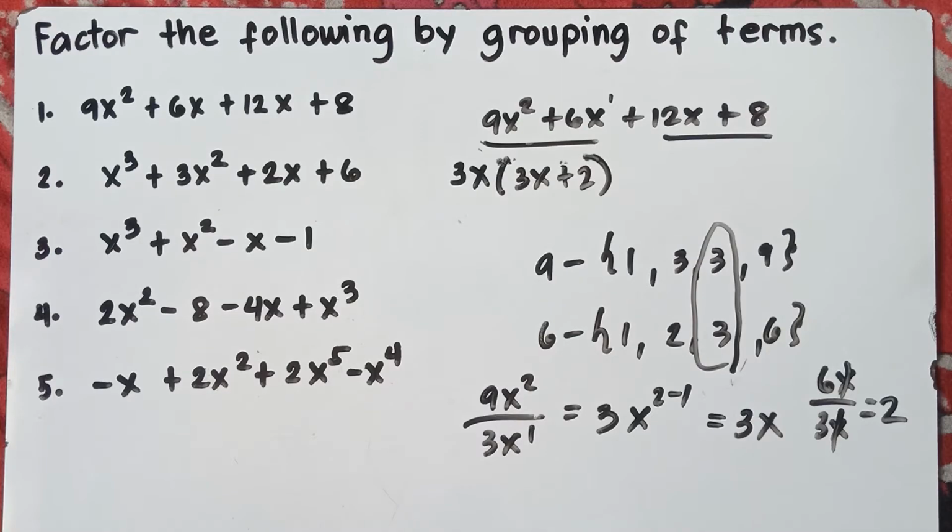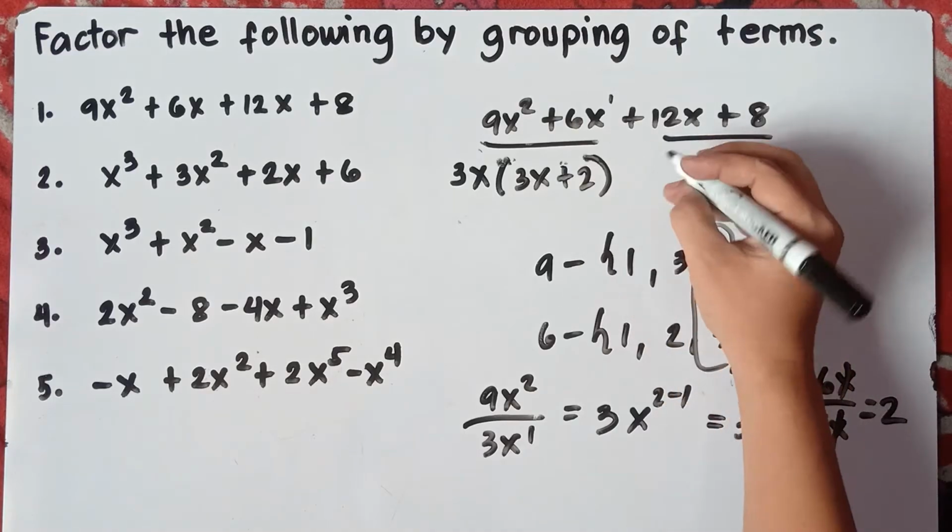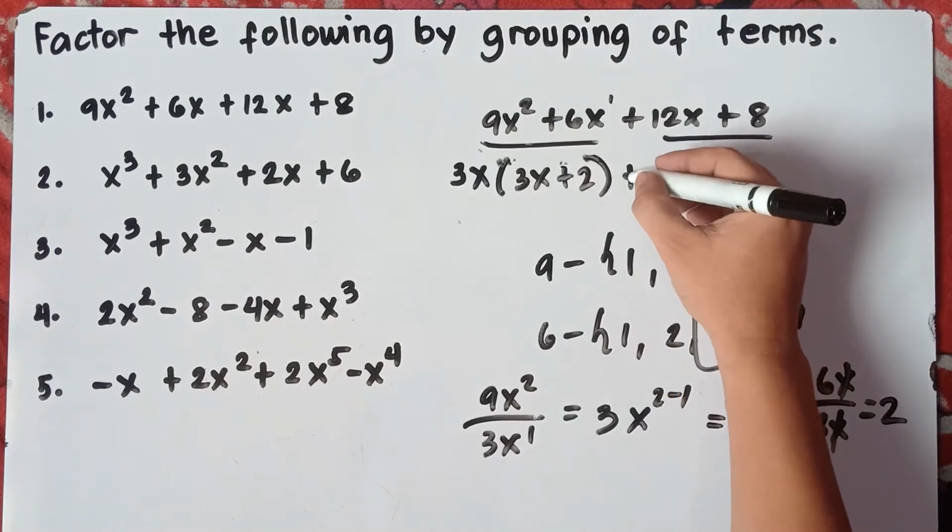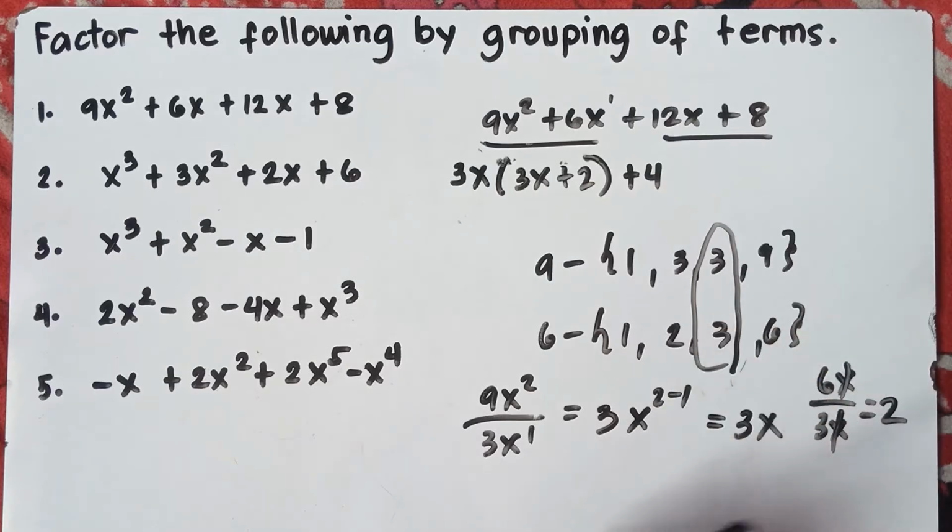Can we divide 12 by 4? Yep, 12 divided by 4 is 3. How about 8? Can we divide it by 4? Yep, 8 divided by 4 is 2. So therefore, the GCF of 12 and 8 is 4. So you put positive 4 and it will be positive 4.